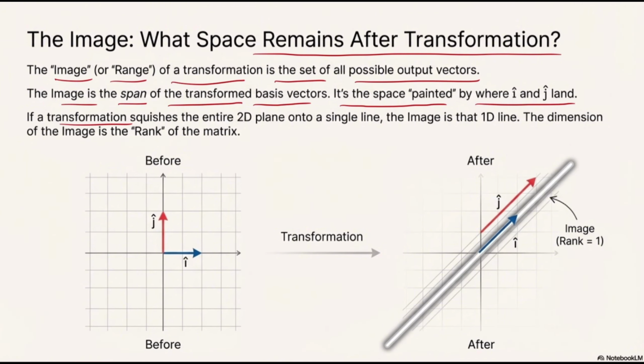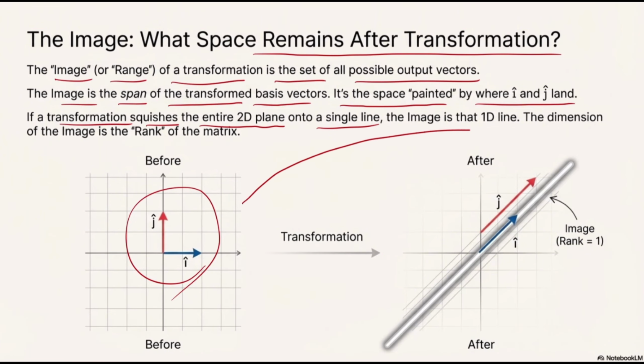If a transformation squishes the entire 2D plane onto a single line, imagine something happened and I had 2 dimensions, but because of my transformation right now, I just converted it to one line. I just got rid of one of those axes, or squeezed the axes into one axis. Right now, I don't know what that axis is, it's just a hypothetical axis, but the important thing is I converted all of my x and y into one axis.